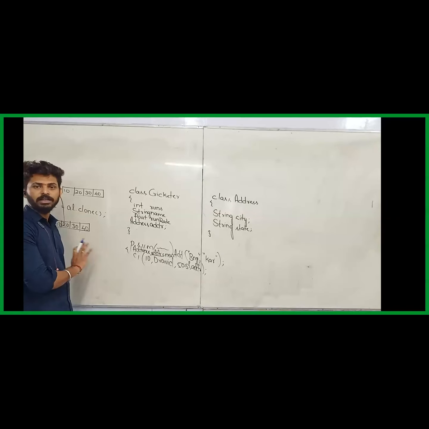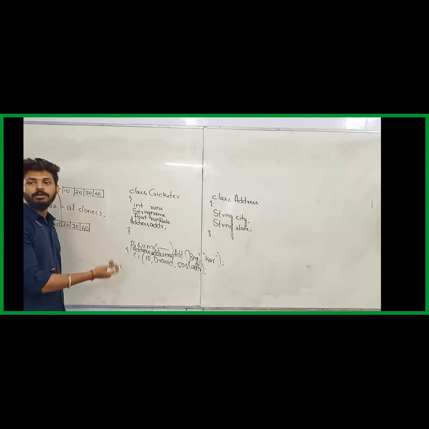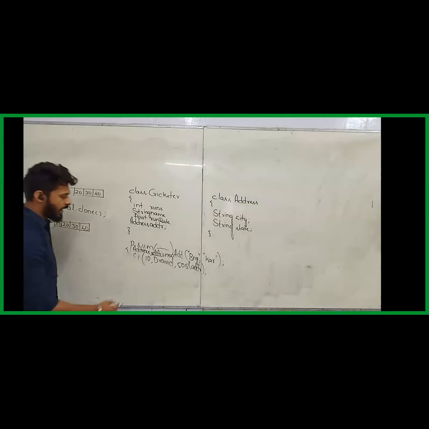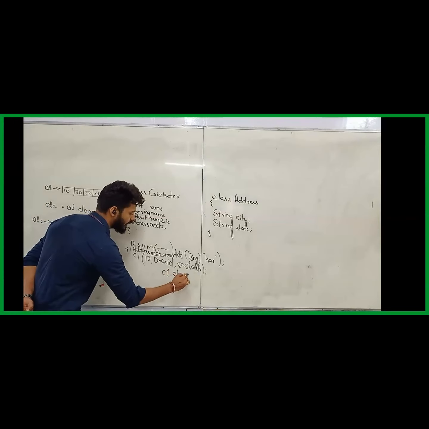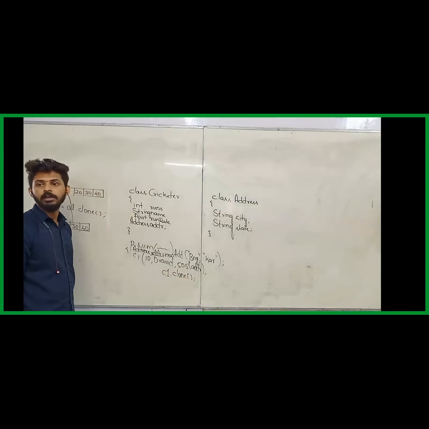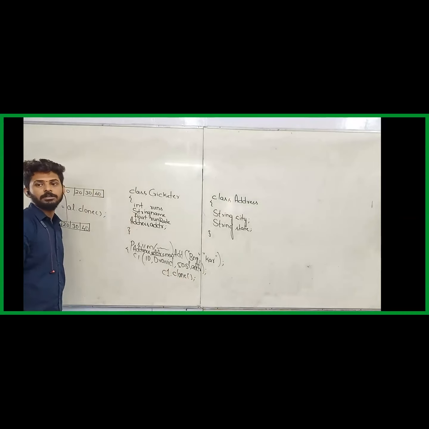Normally, assume that everything is working perfectly. If I want to create a copy, what should I do? What should I write? I just have to write C1 dot clone. Yes? Yes or no? But will it work? Will it work?